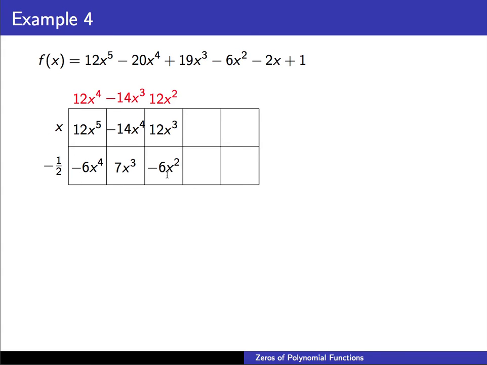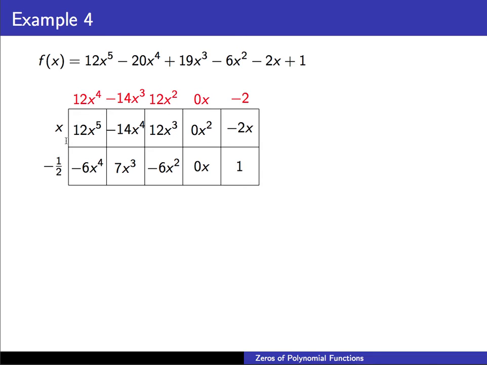12x squared times negative a half is negative 6x squared. We combine negative 6x squared with 0x squared to get negative 6x squared. 0x squared divided by x is 0x. 0x times negative a half is 0x. We combine 0x with negative 2x to get negative 2x. Negative 2x divided by x is negative 2. Negative 2 times negative a half is 1, and everything's accounted for as it should be.